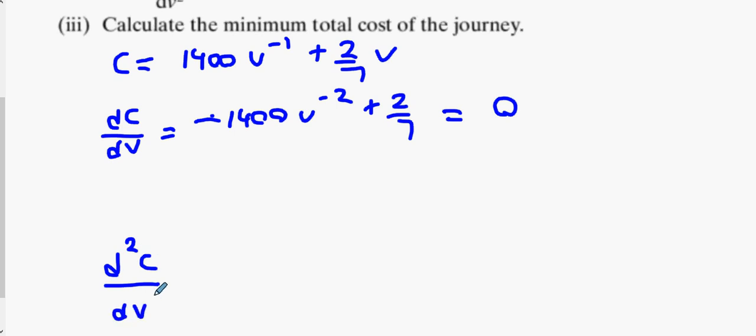Okay? While I'm here, and before I progress with this question, I'm going to get the second derivative really quickly. What do I do with the minus 2? Bring it forward to the 1,400, and what do I get? 2,800. Take 1 away from the power. Minus 4. Okay. And 2/7 gone. Thank you.